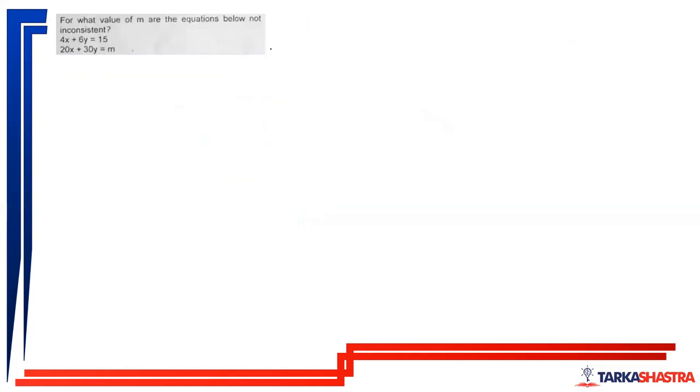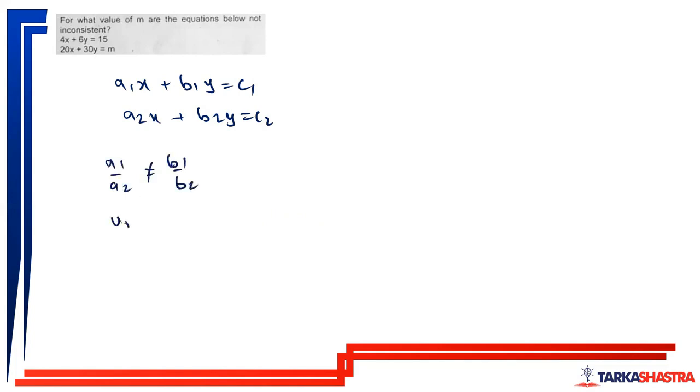Now, consistent and inconsistent. This is the small theory which I told you at the beginning of the class that I would explain later. So what is the general form of linear equations? A1x plus B1y is equal to C1 and A2x plus B2y is equal to C2 are the two general forms of linear equations. Okay? Whenever A1 upon A2 is not equal to B1 upon B2, we get unique solutions.